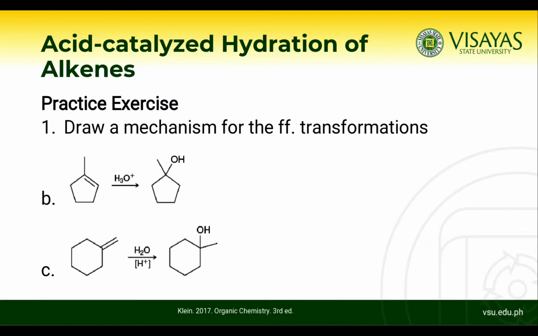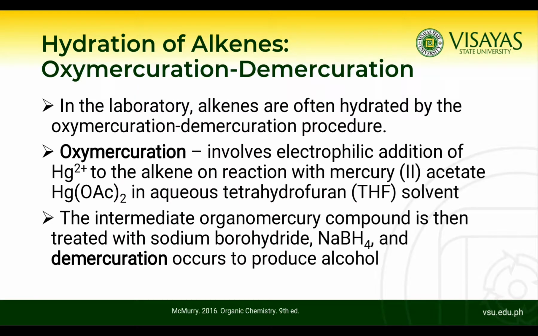Here, the carbocation intermediate formed would be a tertiary carbocation. Same here. That is why our OH will immediately bond to these carbons in the red circle. Because it's already a tertiary carbocation that is formed as the intermediate, so most stable already. Okay, for the second way of hydration of alkenes, we have the oxymercuration-demercuration process.